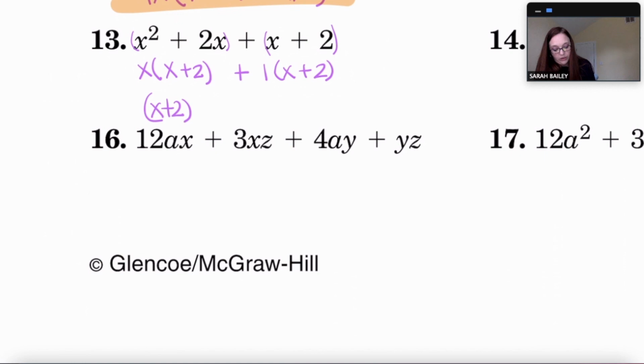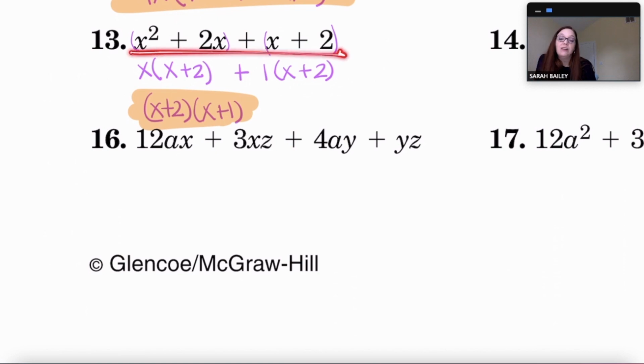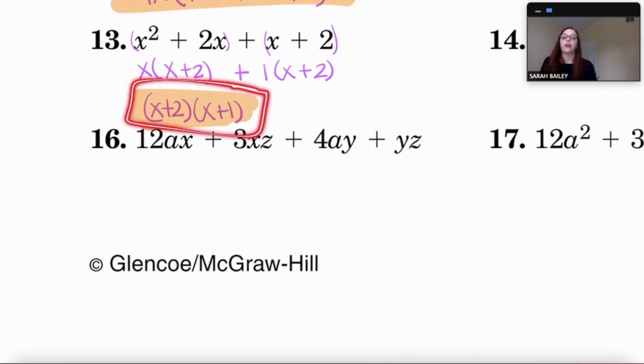Keep it in parentheses. If I take x plus 2 out of here, I'm left with x. If I take x plus 2 out of here, I'm left with plus 1. So that means that this can be factored into x plus 2 times x plus 1. That's what this factors into. So I factored it by grouping. And you can double check: if I multiply this back out, I'm going to end up with x squared plus 2x plus x plus 2.